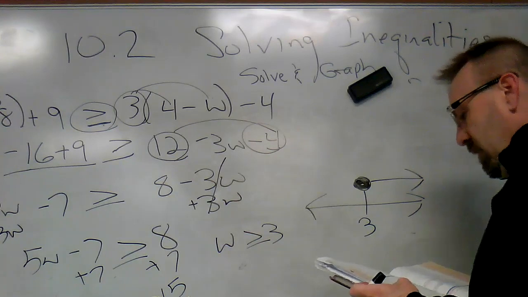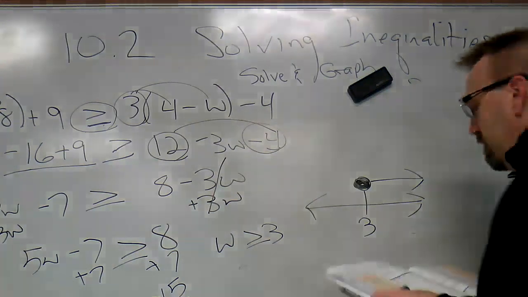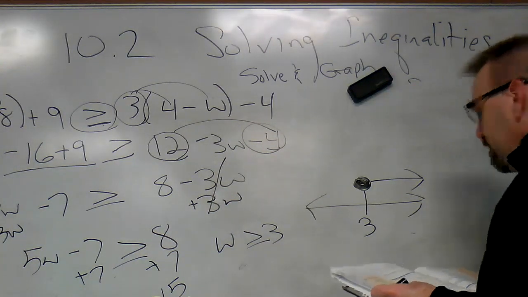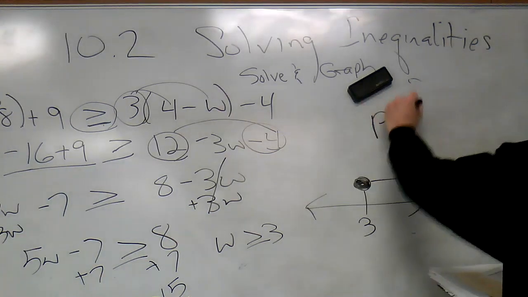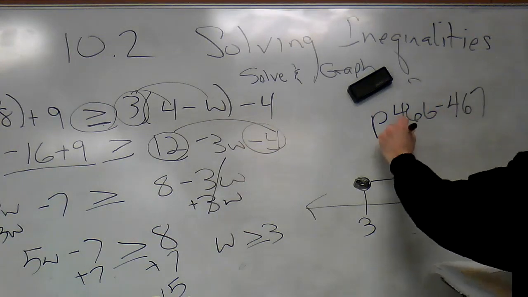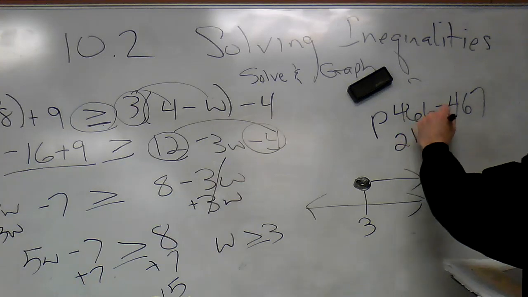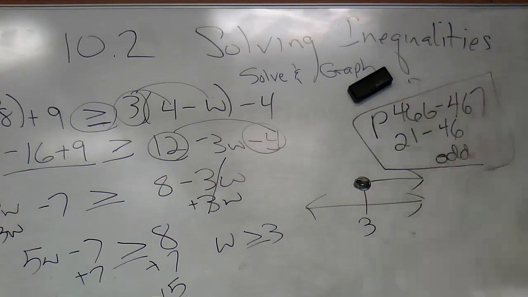On all of these, it says solve and then graph. So you're going to solve them and then just make a number line graph. So let's do page 466, 467, 21 to 46 odd. Remember, take your book home for the possibility of needing it tomorrow.